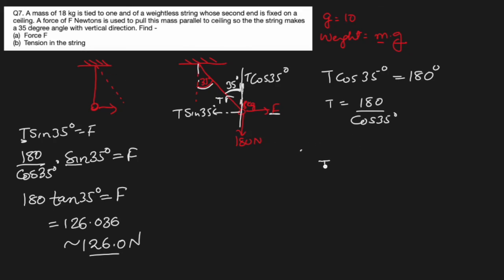Now we can find in B part, tension in the string will be simple 180 divided by cos 35, straightforward. It is 219.7399, which can be written as 220 newtons.